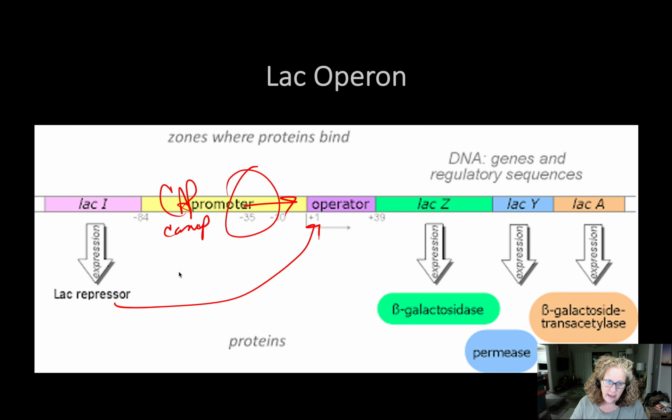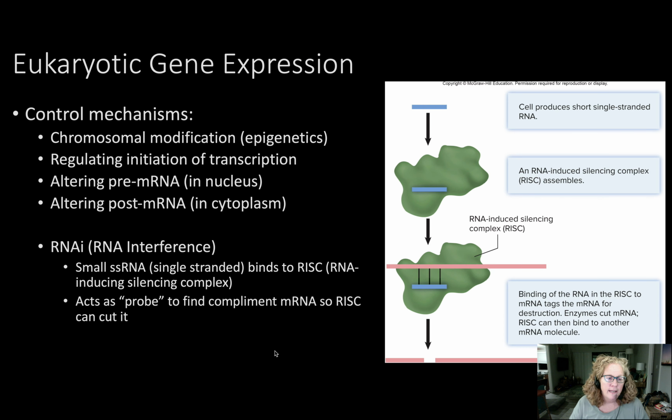glucose is absent. Now, in eukaryotic gene expression, we have a couple of different forms of control mechanisms. I'm not going to go into great detail in these. Some of them are pretty straightforward. The first is what's called epigenetics. In epigenetics, we modify the chromosome. So we can tighten up parts of the chromosome or loosen up parts of the chromosome to either prevent or enable transcription and translation.